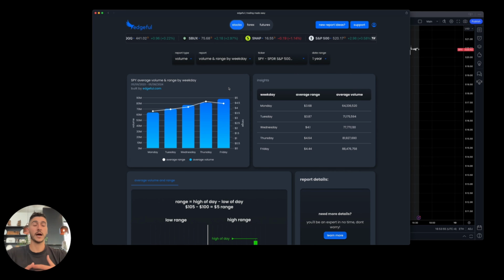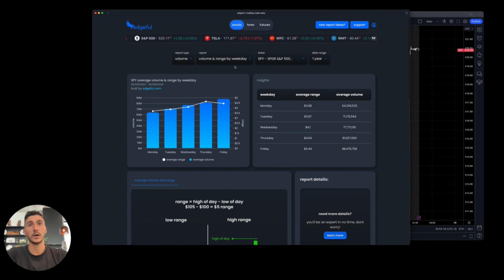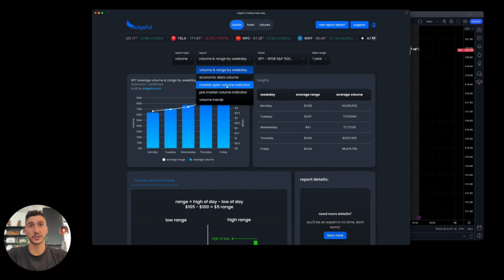the day is providing. So here's just an example of a low range day, more consolidation, more choppy price action, whereas high range is a much higher move, much more meat on the bone with cleaner price action to read. So that's that report there. I'm going to show you this one too, which I think is very interesting.